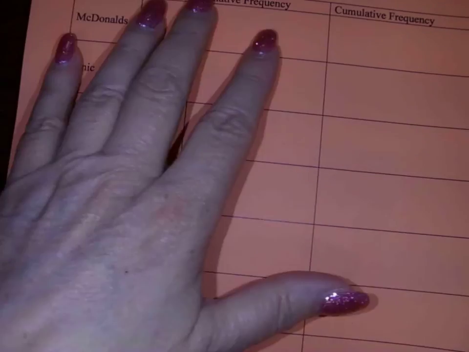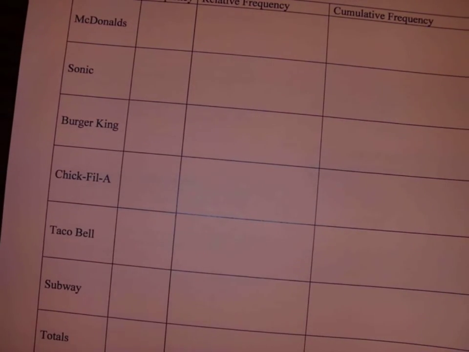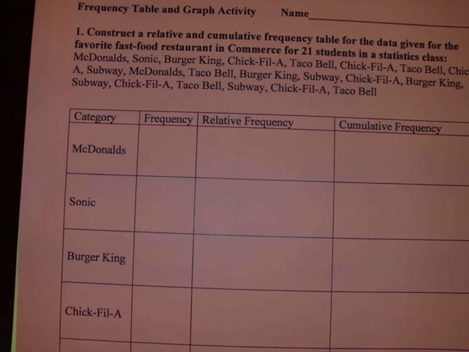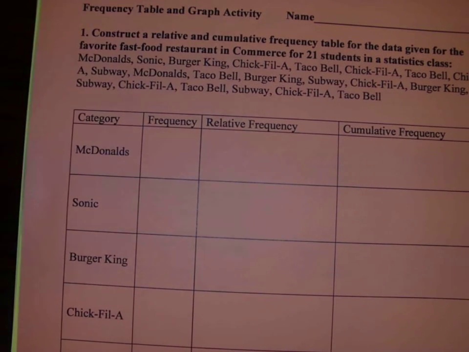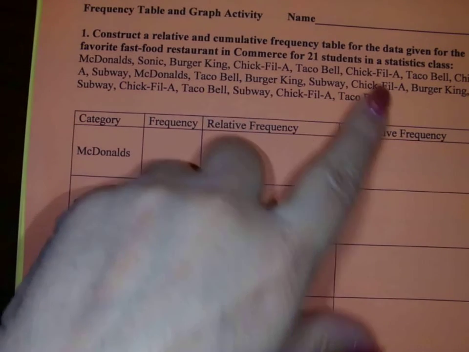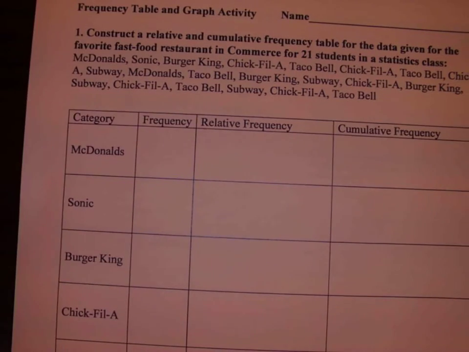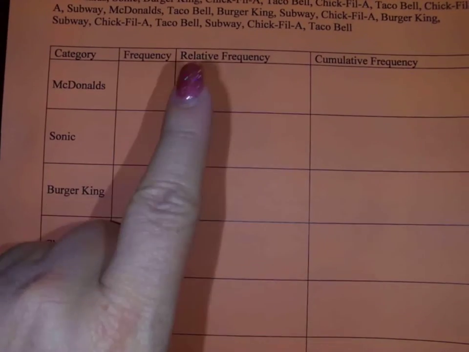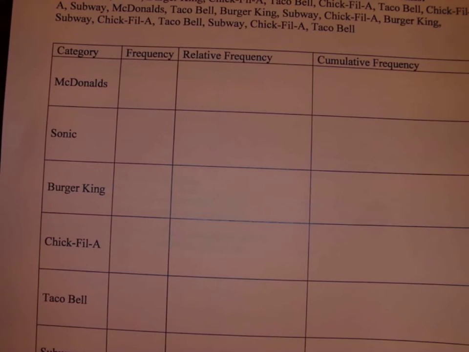But if you want, you could start working the frequency part where you're going to do exactly the things we just did. And this is a table of data of the favorite fast food restaurants here in Commerce, Texas for 21 students in a statistics class. I've already put the category down for you. So you're going to figure out the frequency, relative frequency, and cumulative frequency.